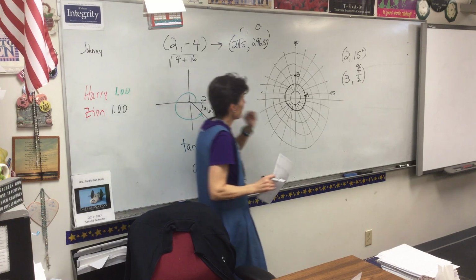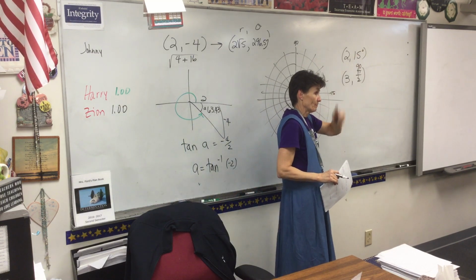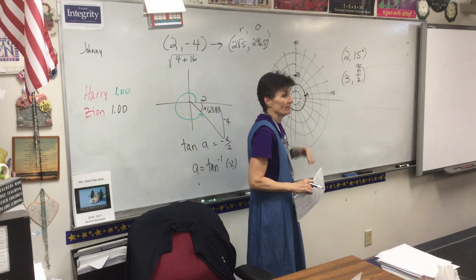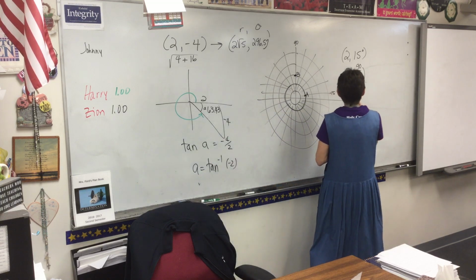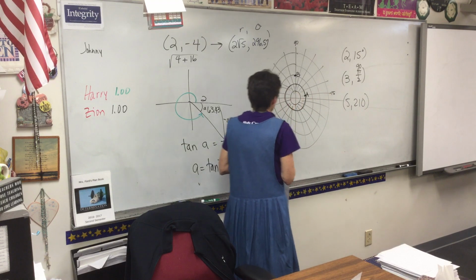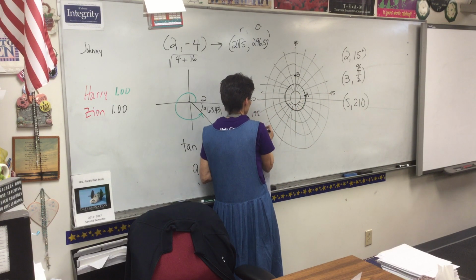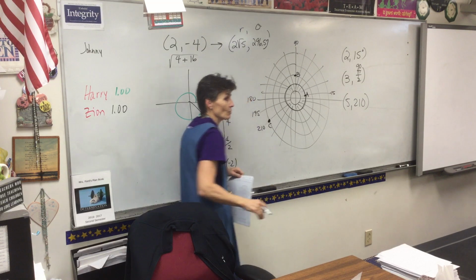Remember, the first number tells you which circle to get on, what radius. The second number tells you which line to get on. 5, 210. Let's see, this is 180, this is 195, so here's the 210 line. And I'm all the way out, should be the last one, I think. I think your circles only have 5.